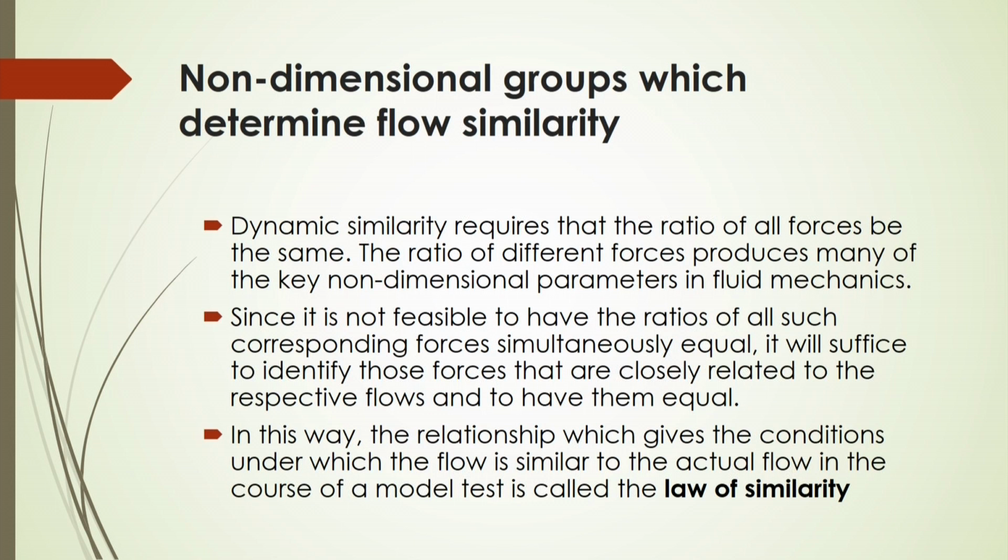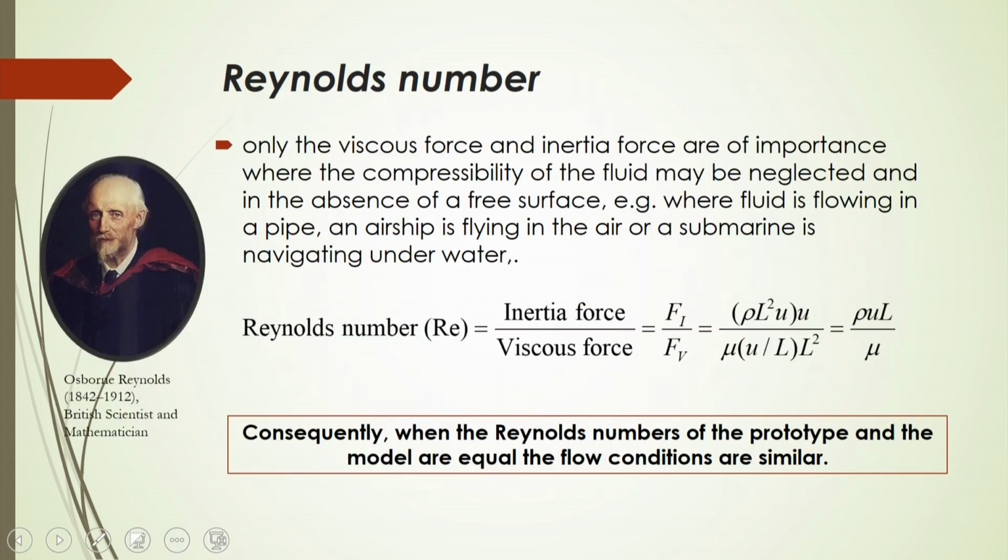Now, if it is not feasible to have the ratios of all such corresponding forces equal, then you have to identify some forces that are closely related to the respective flows and make them equal. In this way, the relationship which gives the conditions under which the flow is similar to the actual flow in the course of a model test is called the law of similarity. So in that case you have to consider the different forces.